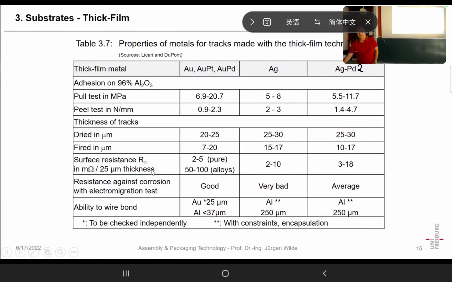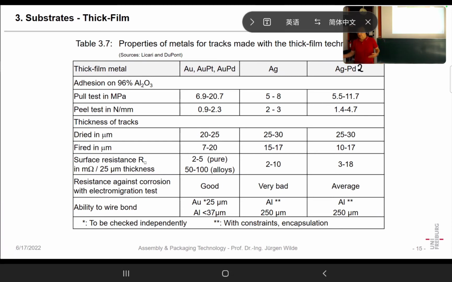And in the end, they want to achieve a certain resistance, and so they know the length, they know the width, they don't know the thickness, of course. And if they know the material property, specific resistance or resistivity, then they can predetermine which resistance that will have. Okay, so what is also important is to be able to wire bond.